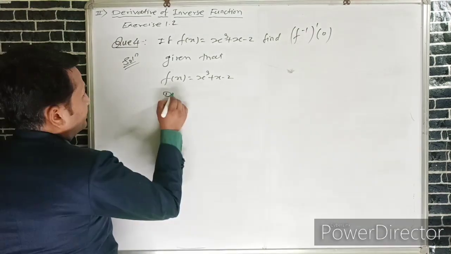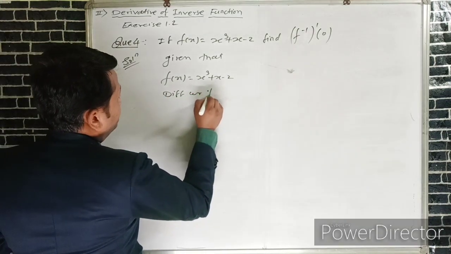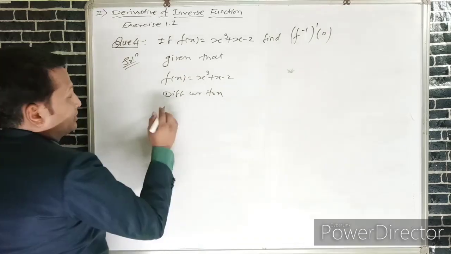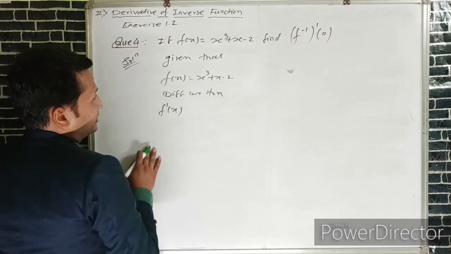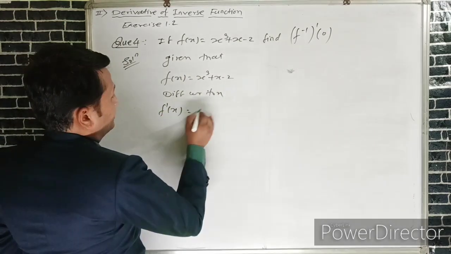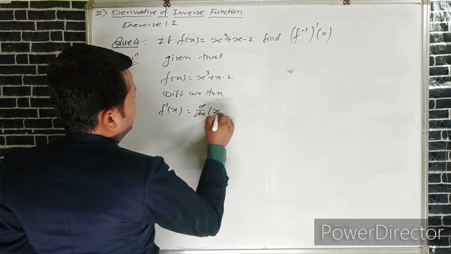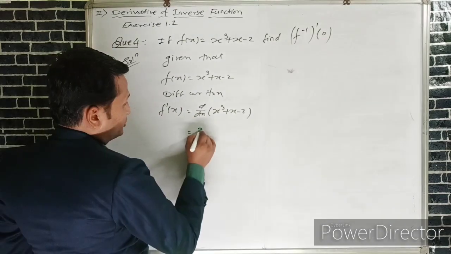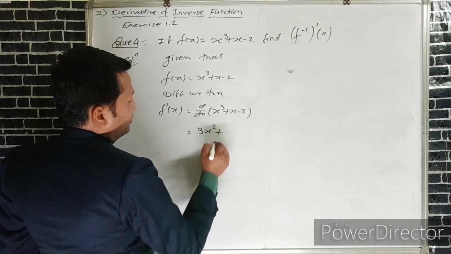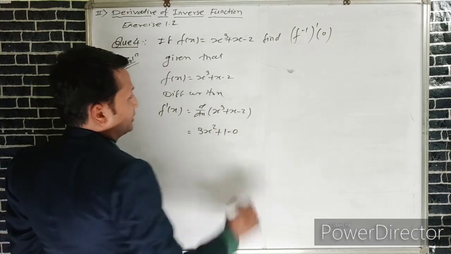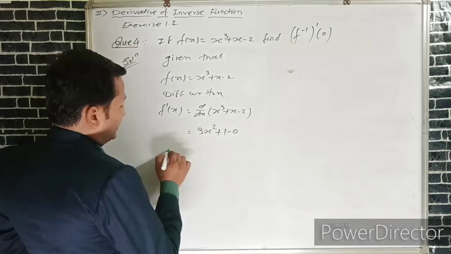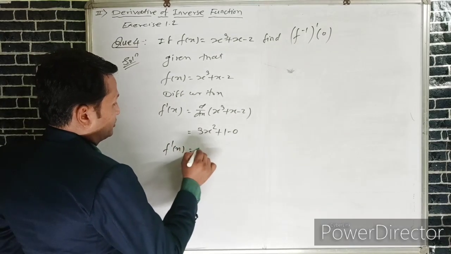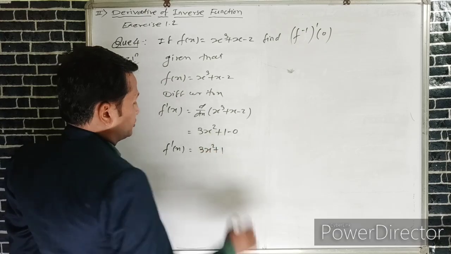If we differentiate the given function with respect to x, then the derivative of f(x) is f dash x. The derivative of x cube plus x minus 2: the derivative of x cube is 3x square, plus the derivative of x is 1, and the derivative of minus 2 is 0. Hence we can write f dash of x is equal to 3x square plus 1.